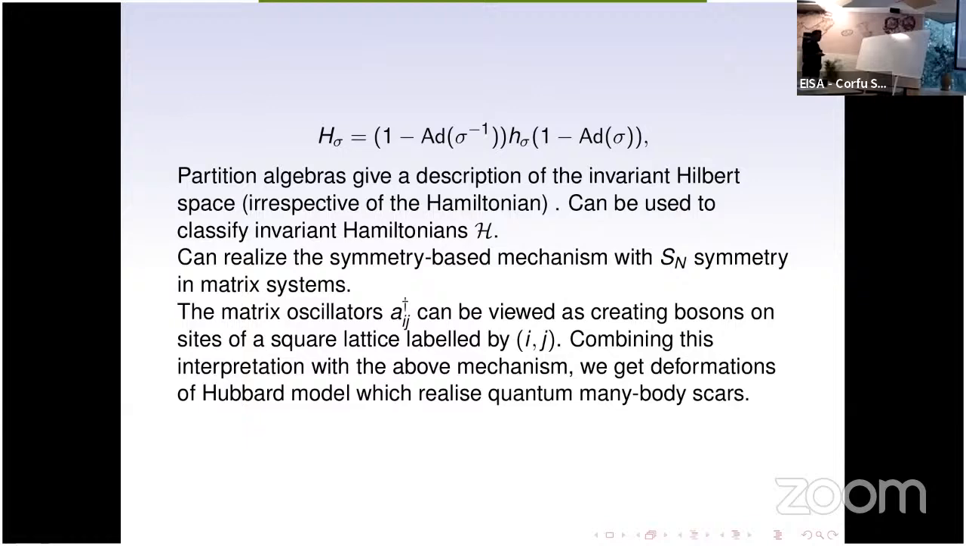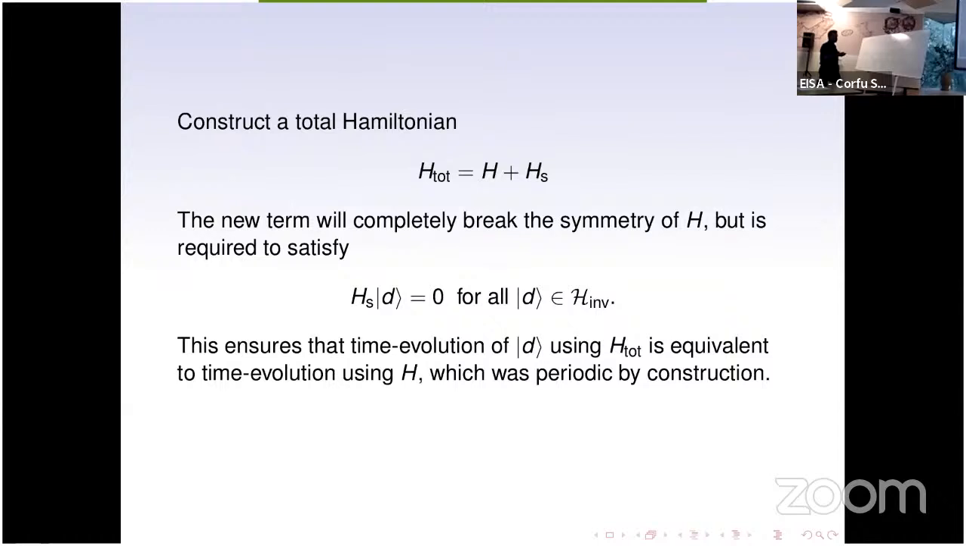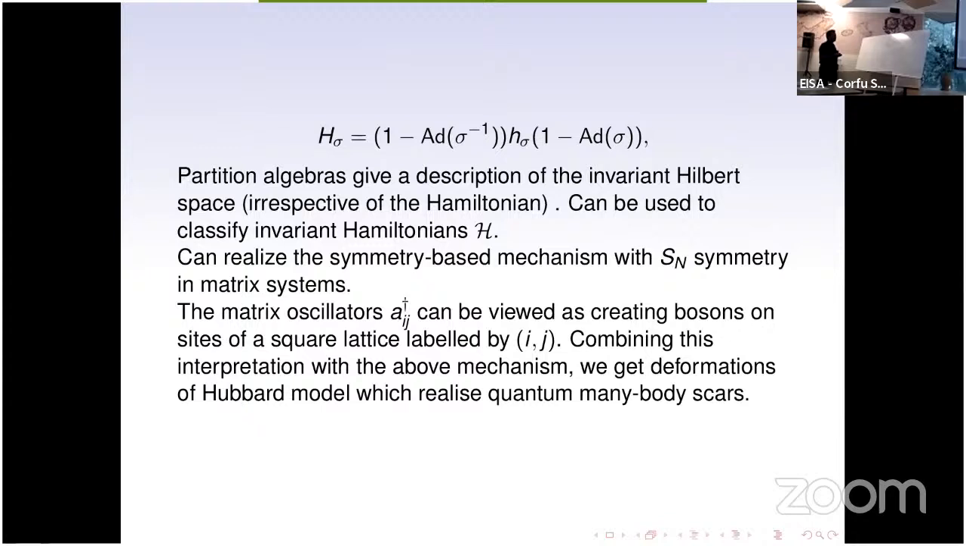And then, okay, so using this kind of Hamiltonian where you have this sum of H and then this symmetry breaking term, you can look at an interesting concrete realization of that, where you think of these matrix oscillators A dagger IJ as creating bosons on a square lattice where the points are labeled by IJ pairs, with N rows and N columns. And you have A dagger IJ, which creates a boson on each of these lattice sites. This is the setup of what is called the Hubbard model.